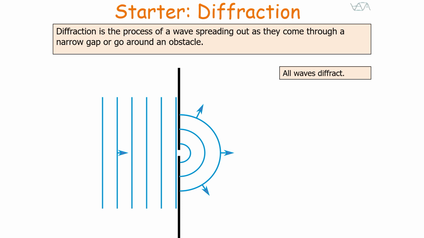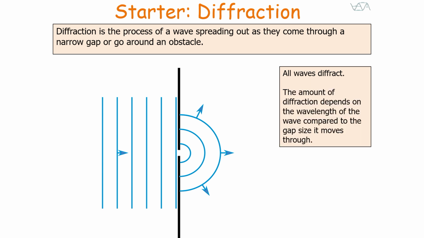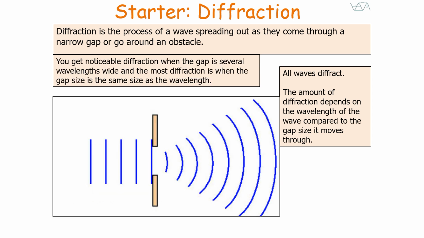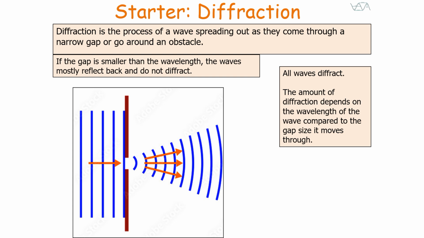Now all waves will diffract, and the amount of diffraction depends on the wavelength of the wave compared to the gap size it moves through. So you can say that when the gap is a lot bigger than the wavelength, diffraction isn't a very noticeable effect. But you do get a noticeable effect of diffraction when the gap is several wavelengths wide, and the most diffraction takes place when the gap size is the same size as the wavelength of the wave. Now, if the gap is smaller than the wavelength, the wave mostly reflects, and most of what goes through will diffract, but there's not much going through to diffract.